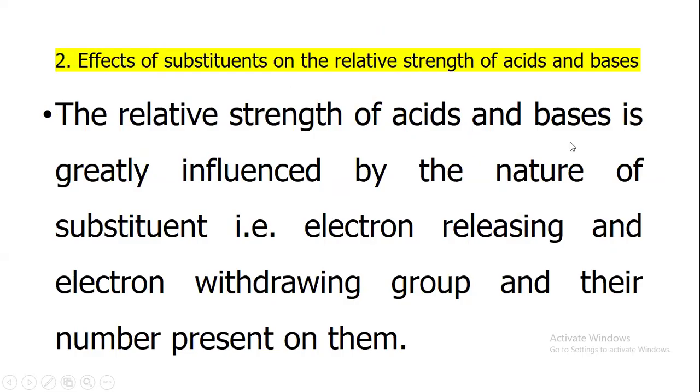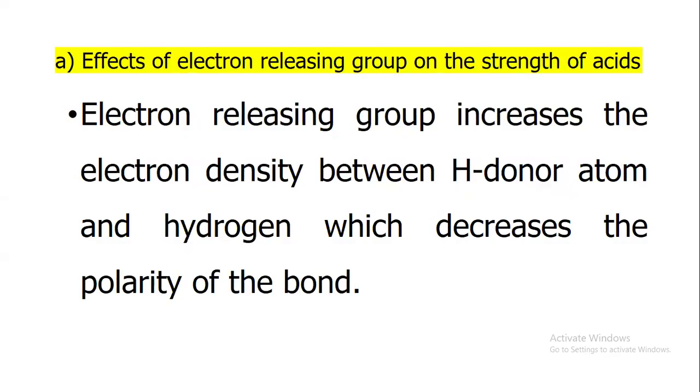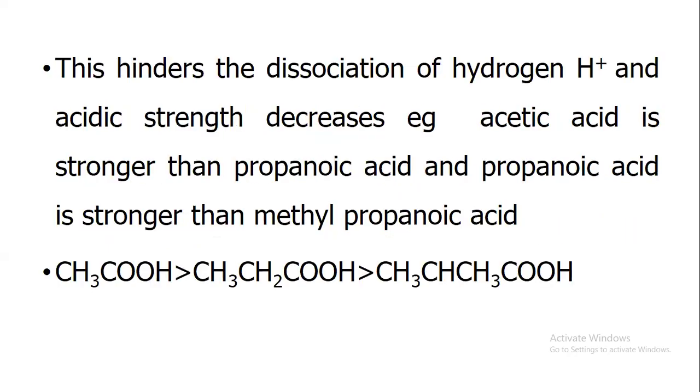Effect of substitution on the relative strength of acids and bases. The relative strength of acids and bases is greatly influenced by the nature of the substituent, that is, electron releasing and electron withdrawing groups, and the number of them present. Effect of electron releasing groups on the strength of acids: electron releasing groups increase the electron density between the hydrogen and the donor atom, which decreases the polarity of the bond. This hinders the dissociation of H+ and acidic strength decreases.